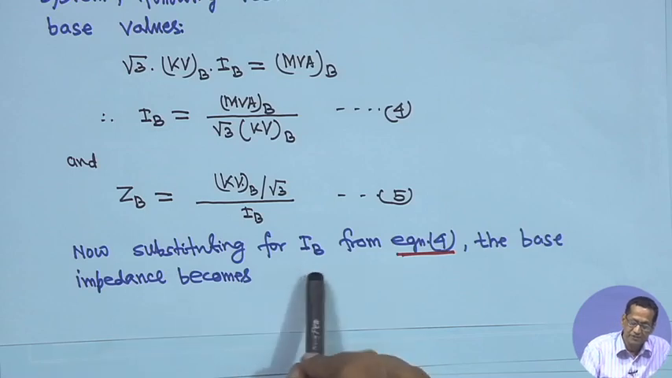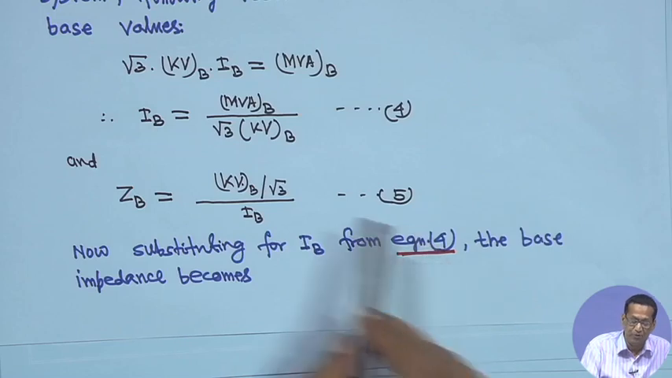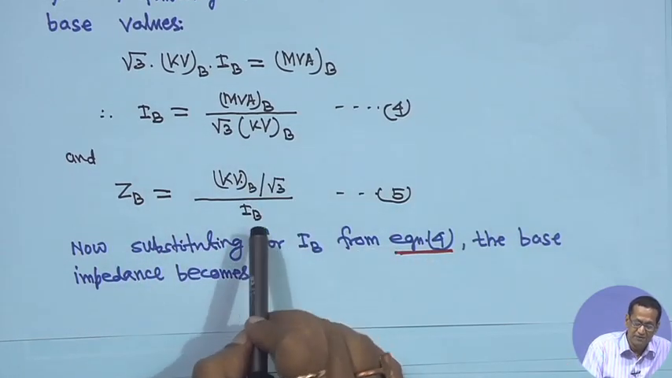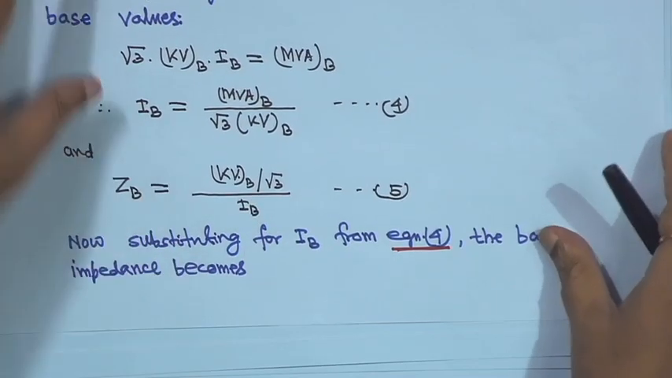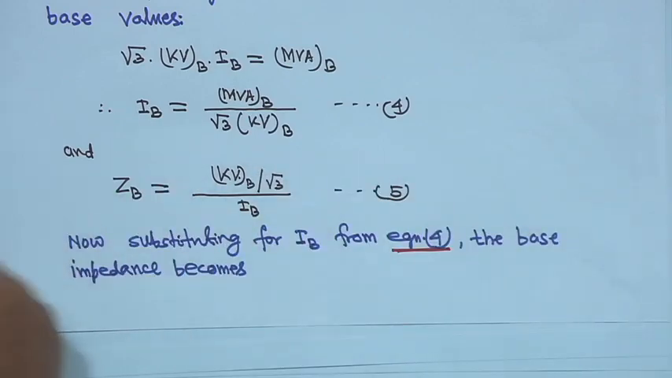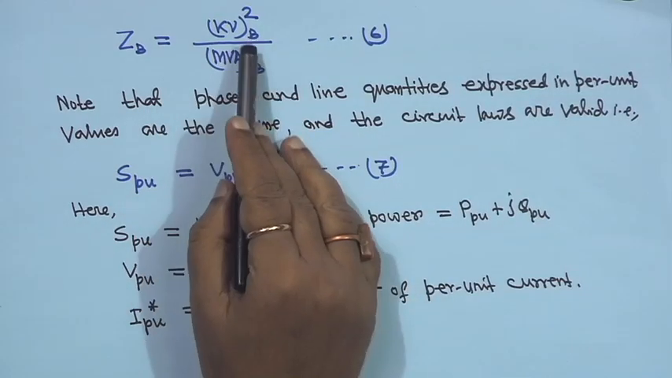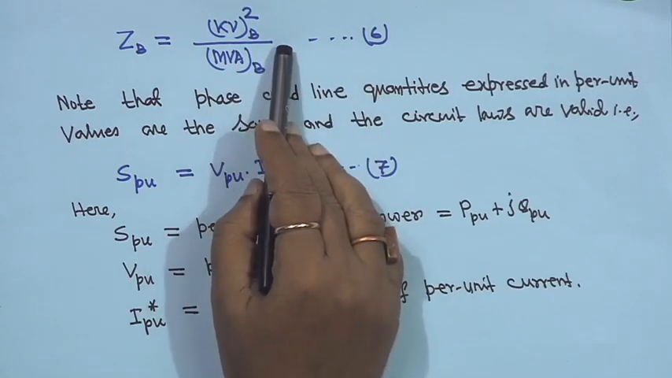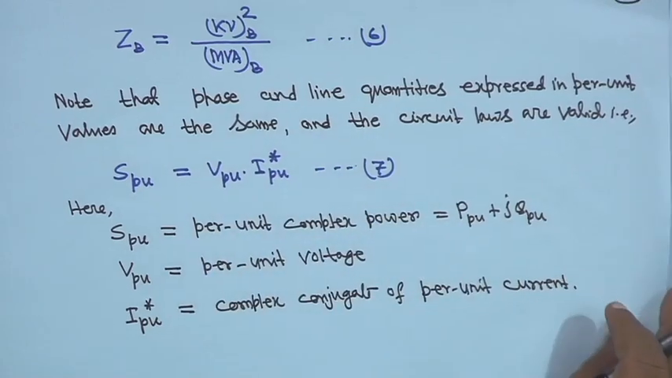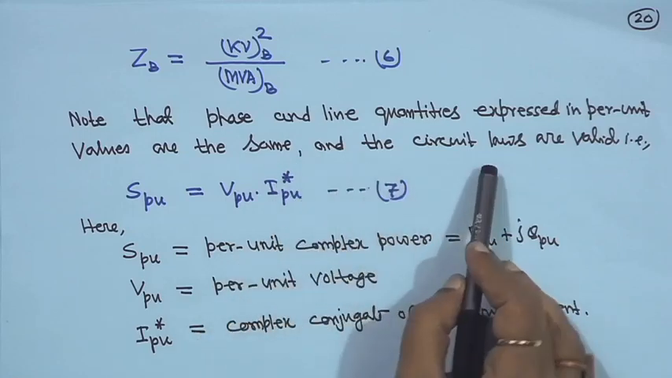Now, substituting for IB from equation 4 here, you will get ZB is equal to kV base squared upon MVA base. This is equation 6. This unit is ohm. Note that phase and line quantities expressed in per unit values are the same and the circuit laws are valid.